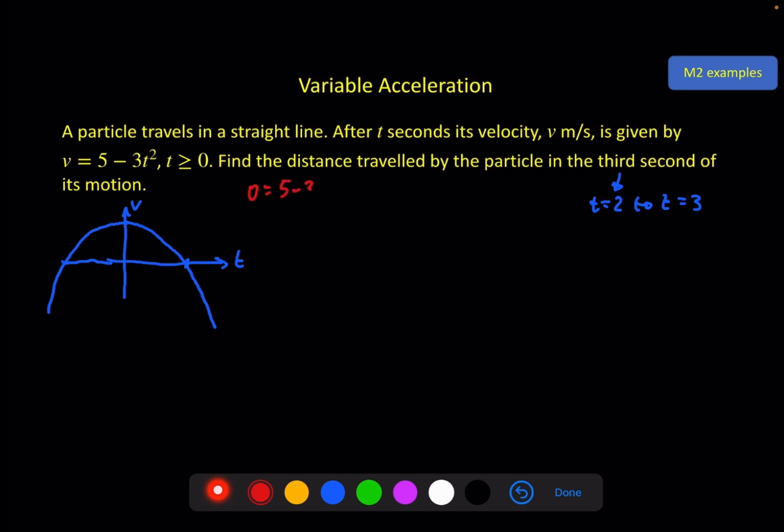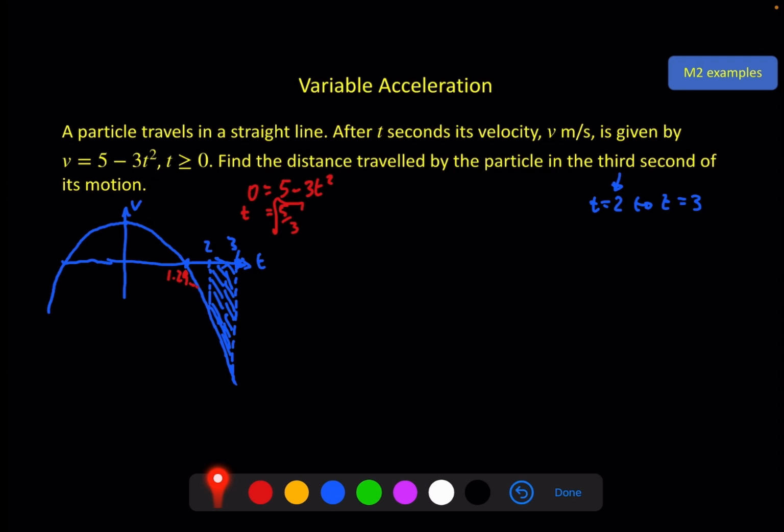So I'll quickly do that on the side. 0 equals 5 minus 3t squared gives us t equals the square root of 5 over 3, plus and minus obviously, but the negative one we're not interested in. Root of 5 over 3 in decimal form is 1.29. So we're okay. 2 is on this side, and 3 also obviously is on this side. So when we integrate between these two, we're going to get this area here, and that does not have any parts crossing over the x-axis or the t-axis, so it will give 1 full solid answer, which is great.